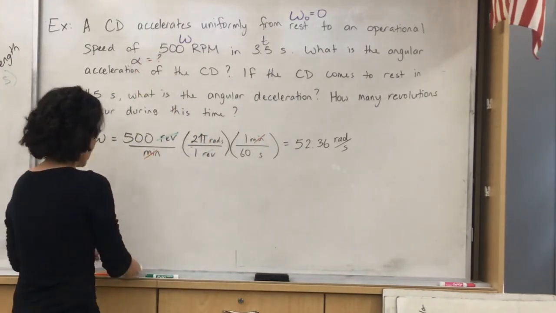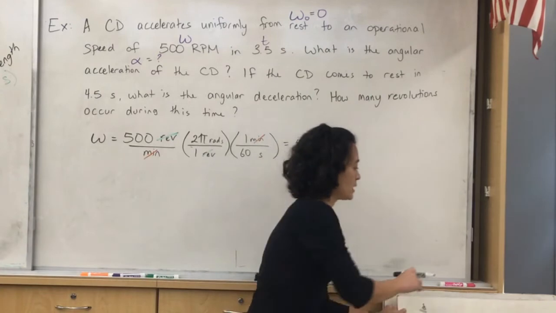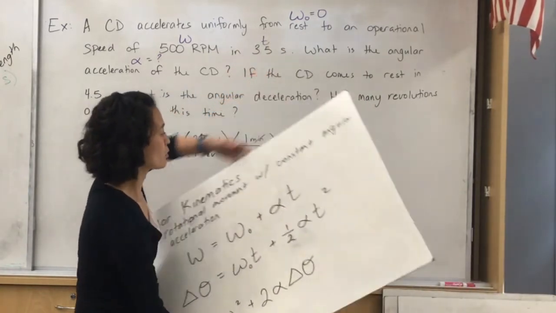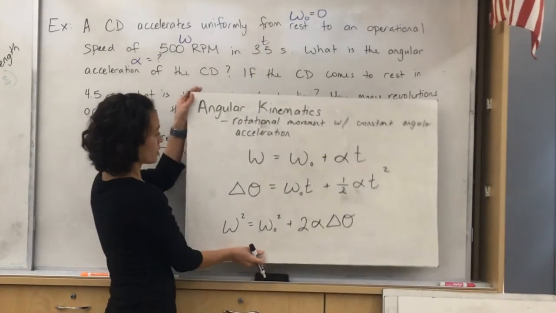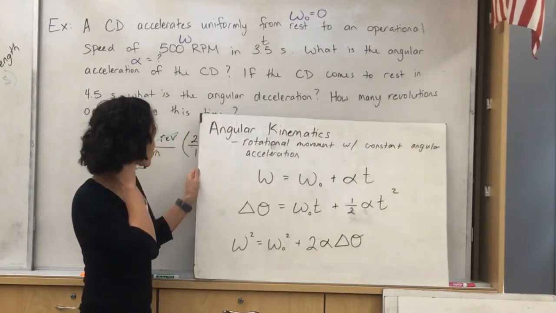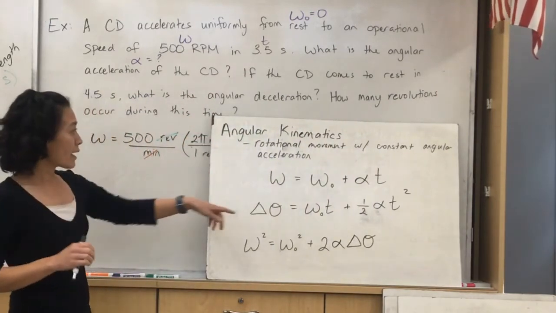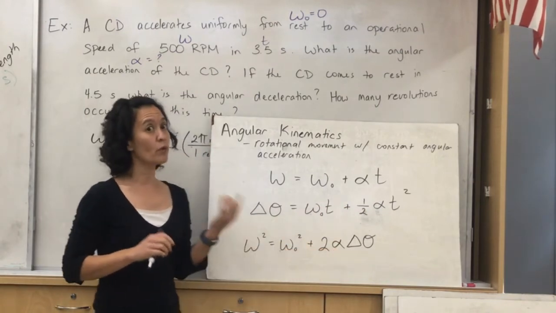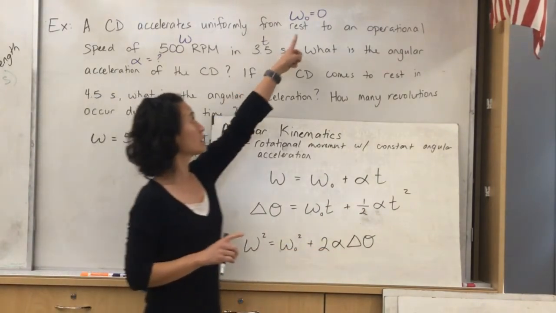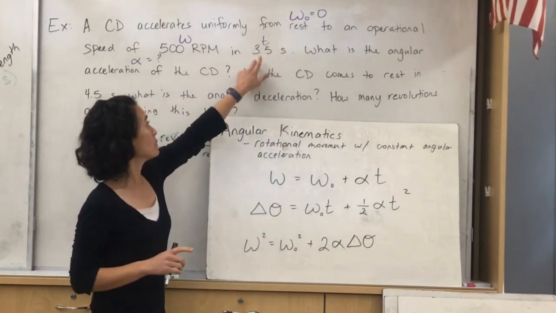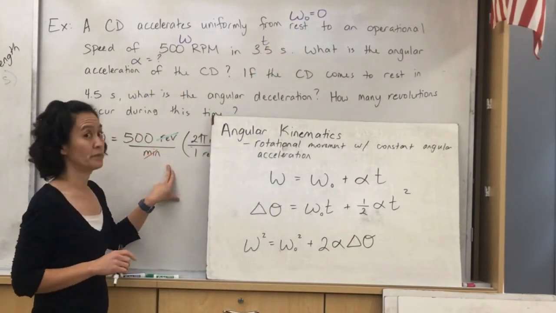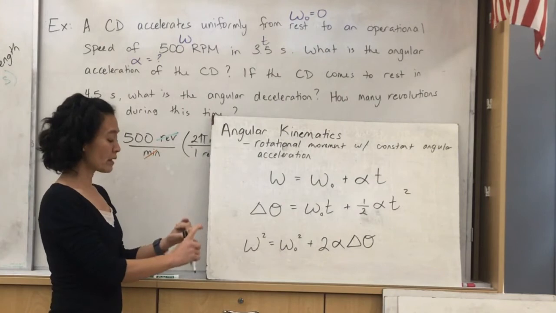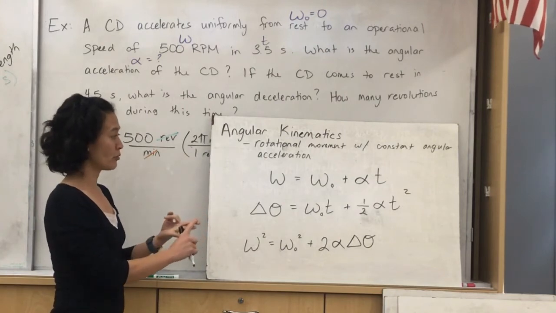Okay, so thinking back to my equations here. Alpha is in every single one of these equations. So now we have to think about what else we know. We know that omega naught is 0. We know time, and we've just found omega. So we have omega, omega naught, time, looking for alpha.